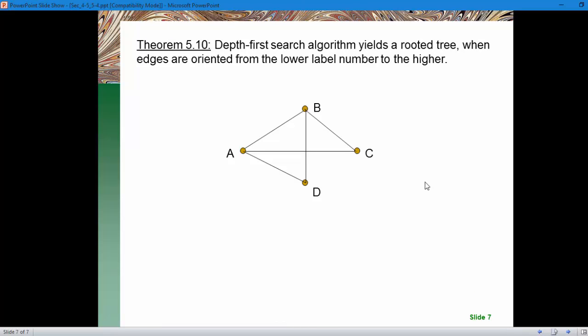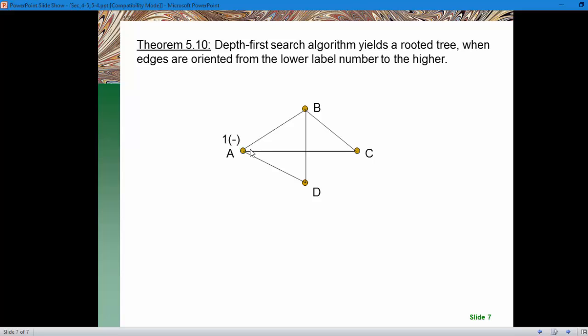Now here's another theorem. We can extract a rooted tree from any connected graph. And this is an algorithm that you already know. It's the depth first search algorithm. When the edges are oriented from the lower label number to the higher, then we obtain a rooted tree. So let's apply the depth first search algorithm on this graph. If you remember, first we begin with the root. If you choose any vertex to be a root, then let's say we choose A, then we label that as 1.